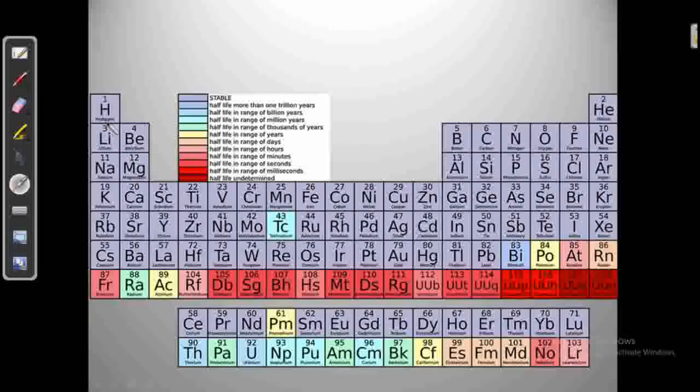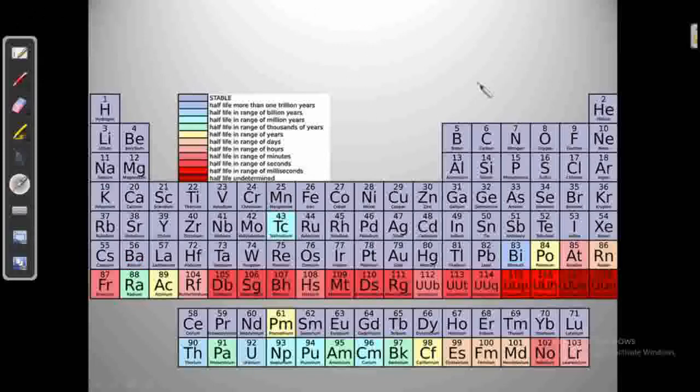The properties of the first group elements: it consists of hydrogen plus alkali metals, which are very soft, have low melting points, and are very active chemically. Lithium, sodium, potassium, etc. come in this group. The second group starts with beryllium, magnesium, calcium, strontium, barium, radium, etc. These are known as alkaline earth metals, and they all have similar properties.